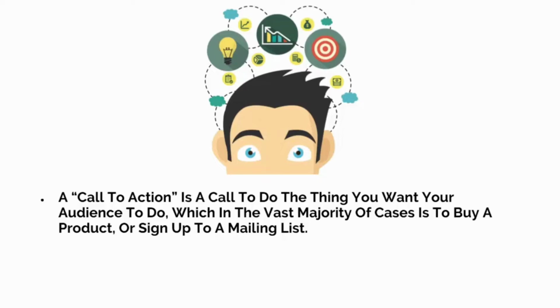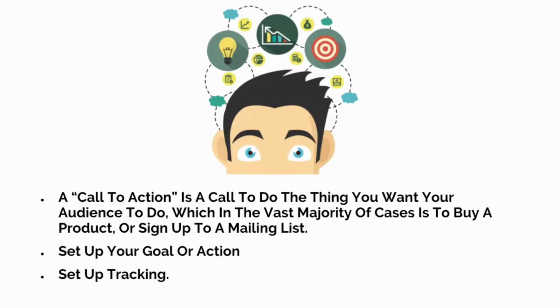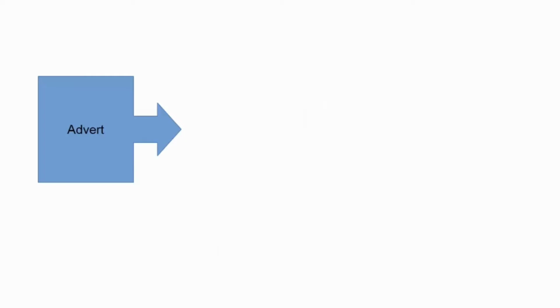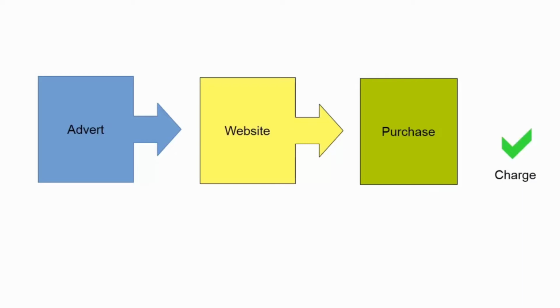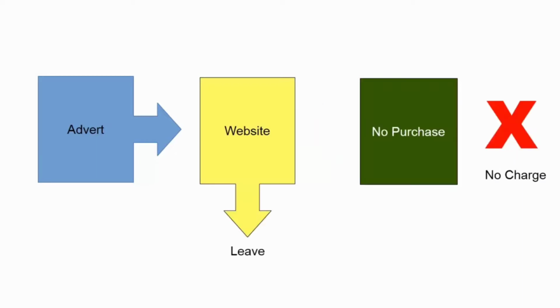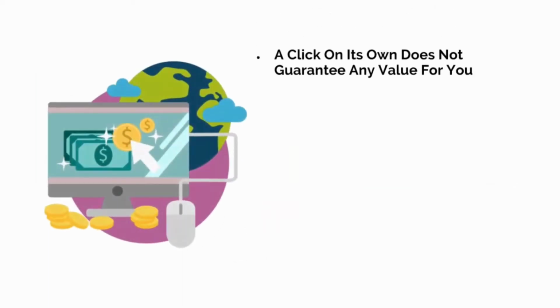So with CPA marketing, you would first set up your goal or your action, and then you would set up tracking so that you only paid when that thing happened. So for instance, if someone were to click on your advert, get taken to your website, and then buy your product, you would get charged. But if they were to click on your advert and then leave, you wouldn't get charged anything at all. As you might imagine, this is a rather positive situation for you as an advertiser. You see, a click on its own does not guarantee any value for you.